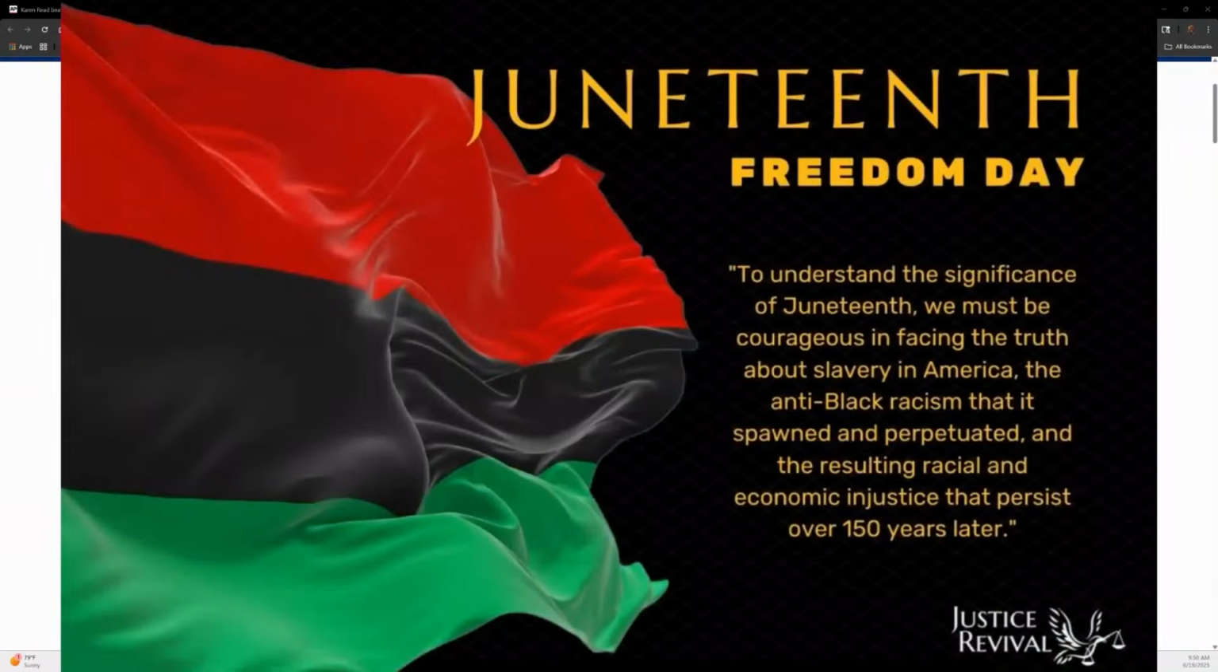Let's talk about Juneteenth very quickly. Let's talk about Juneteenth. But first, I want to give you guys the difference in flags that you may see during Juneteenth.